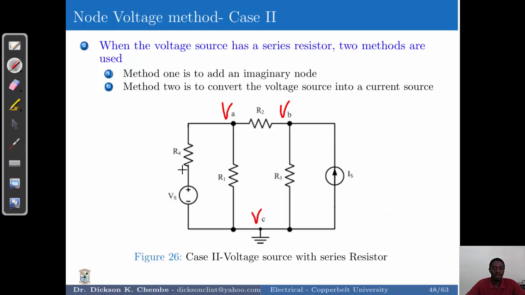And then, because we have got a resistor between node A and node C, we have to consider that in our calculation. But there are two methods that we use. One of the methods is to create what we call an imaginary node in between the voltage source and the resistor. And the other method is to convert the voltage source into a current source. So let's look at the methods one by one.